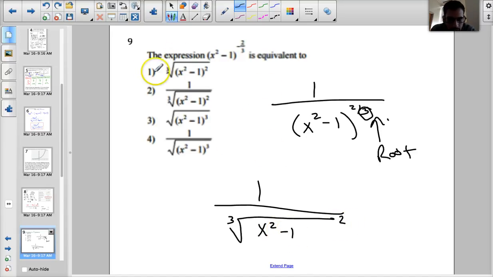So that looks like, well, it can't be that because that's not a fraction. It can't be that because it's not a fraction. This is the only one with a cube root, and my exponent is in fact a 2, so we are in really good shape. Answer choice should be 2.